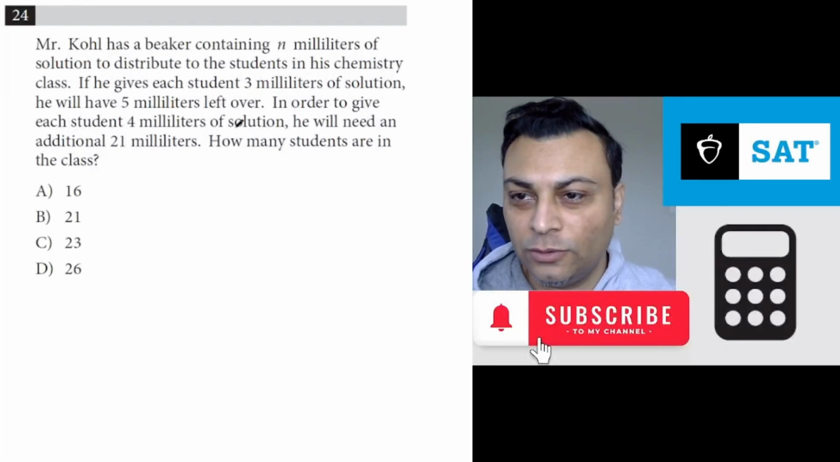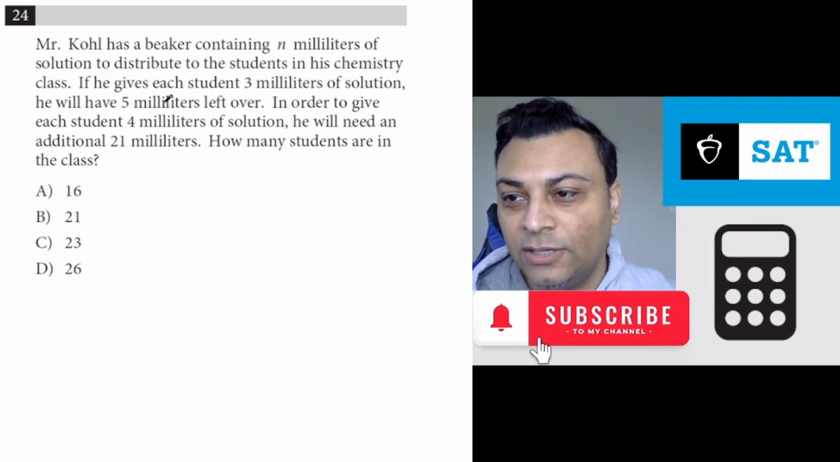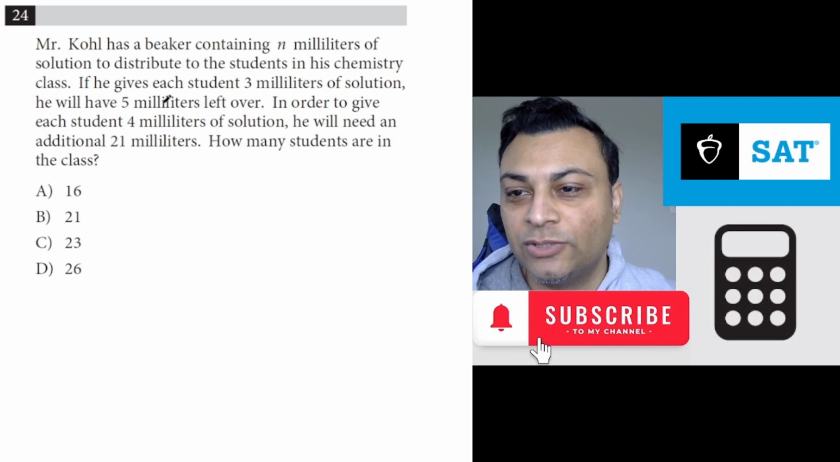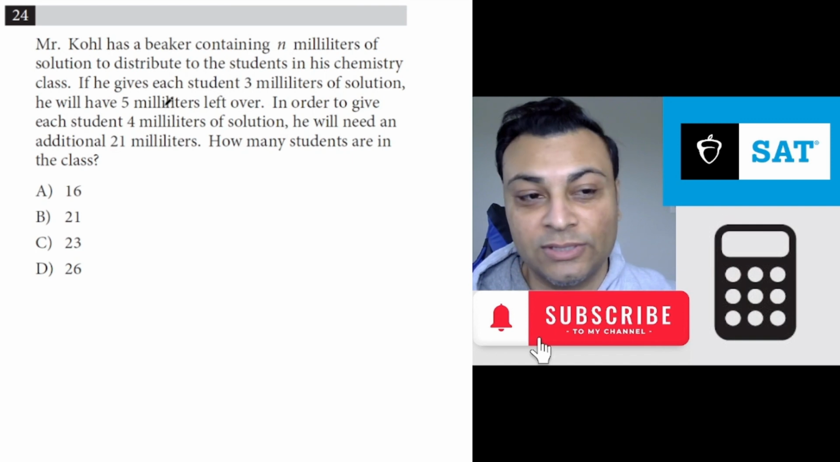Moving on to 24, Mr. Kohl has a beaker containing n milliliters of solution to distribute to the students in his chemistry class. If he gives each student 3 milliliters of solution, he will have 5 milliliters left over. In order to give each student 4 milliliters of solution, he will need an additional 21 milliliters. How many students are in the class?